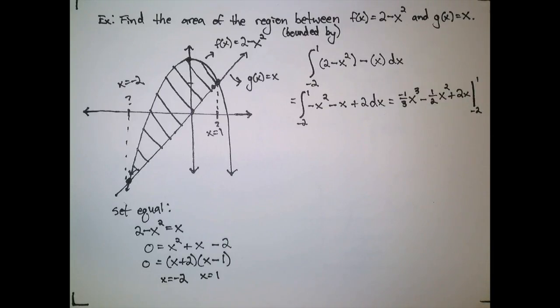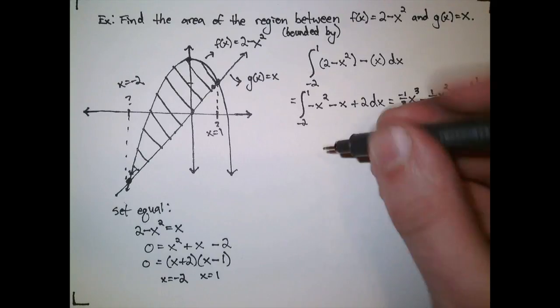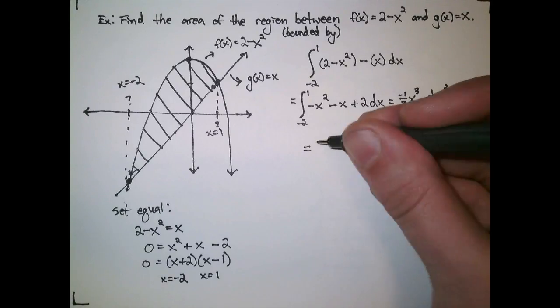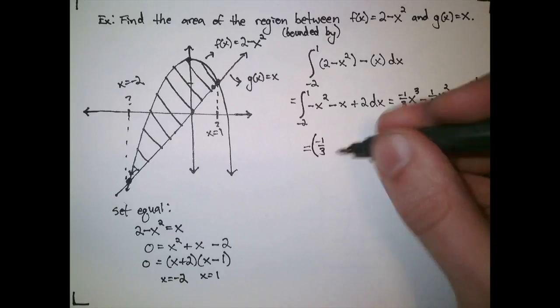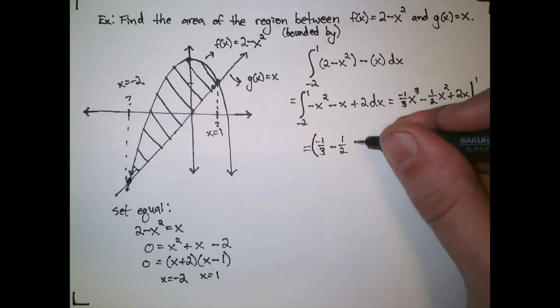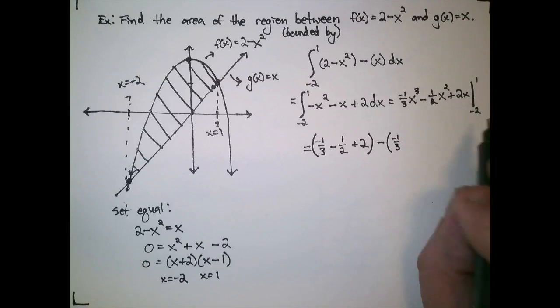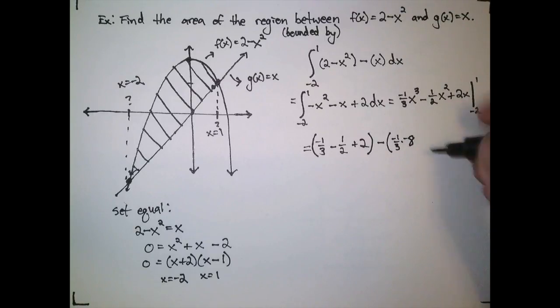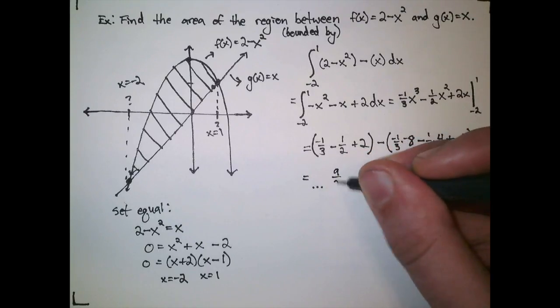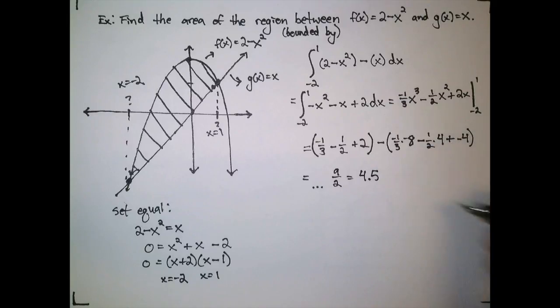And that gives us, well, a string of, not too complicated, but they're still fractions. It's kind of annoying. We end up with negative 1/3, negative 1 half, plus 2. That's for plugging in the 1. Then minus, plug in the negative 2. It's negative 1/3 times negative 8, minus 1 half times positive 4, plus 2 times negative 2, which is negative 4. And this actually all ends up being 9 halves, which is 4.5. All right.